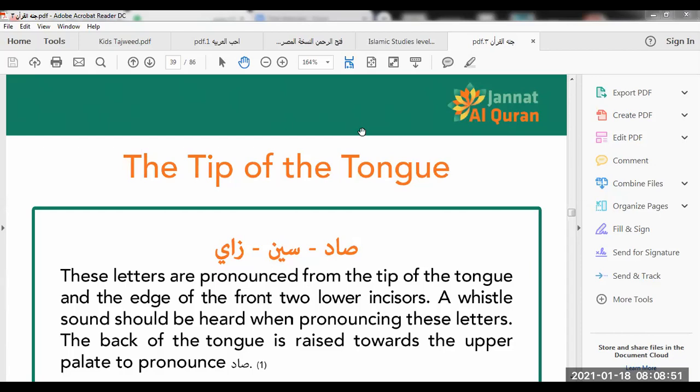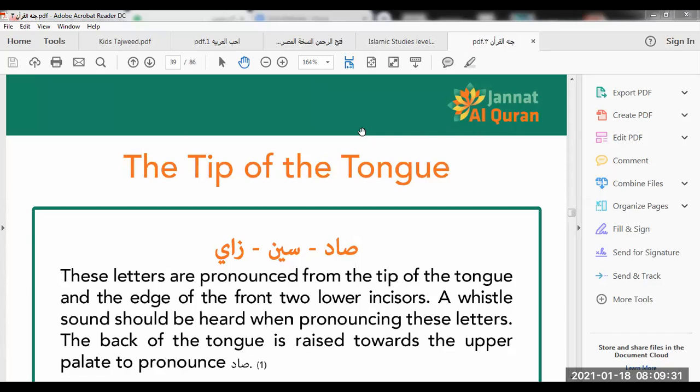The articulation points of letters, or مخارج الحروف, are divided into 5 general articulation points. These are جوف, حلق, okay, الجوف, الحلق or the throat, اللسان the tongue, الشفتان the lips, and the last one الخيشوم. Okay, these are the basic 5 articulation points for letters. We talked about الجوف.